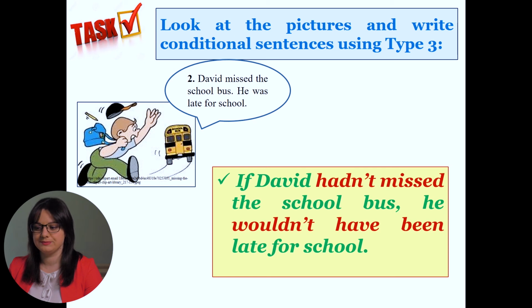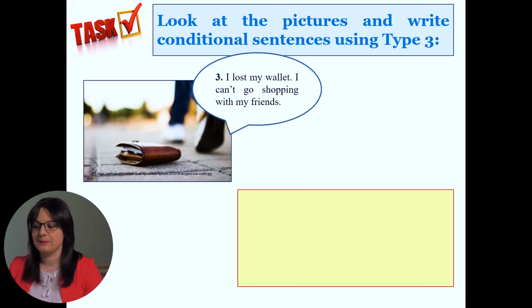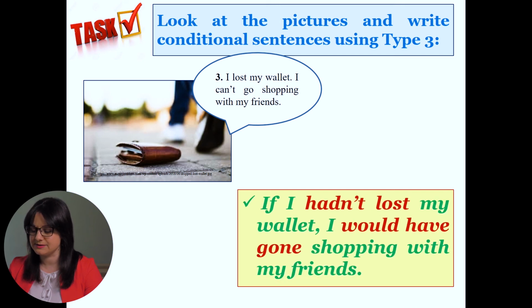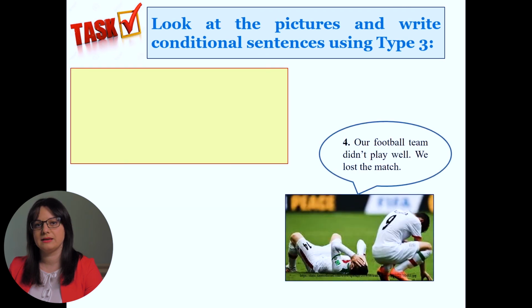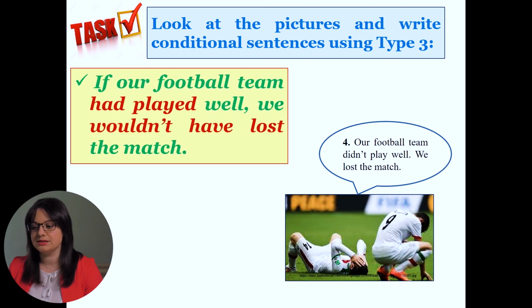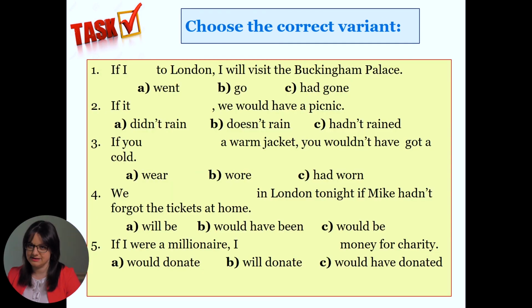Number 3. If I hadn't lost my wallet, I wouldn't have gone shopping with my friends. And number 4. Let's check. If our football team had played well, we wouldn't have lost the match. The next exercise. You have to complete the next exercise. Choose the correct variant. I will give you the answer and you may check.